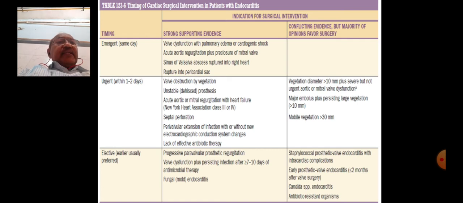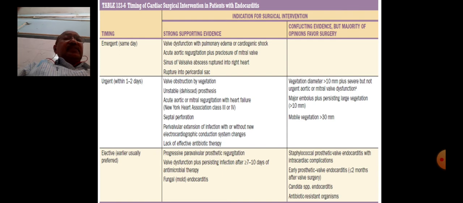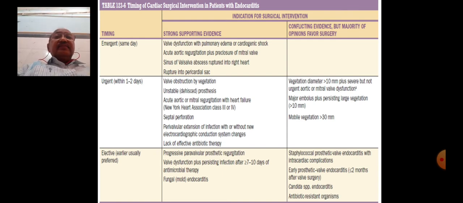And of course, elective, if the patient is hemodynamically stable, progressive valvular prosthetic regurgitation is there with valve dysfunction plus persisting infection beyond 7 to 10 days of antimicrobial therapy, and whenever there is a fungal endocarditis, you have to plan and do it actively.